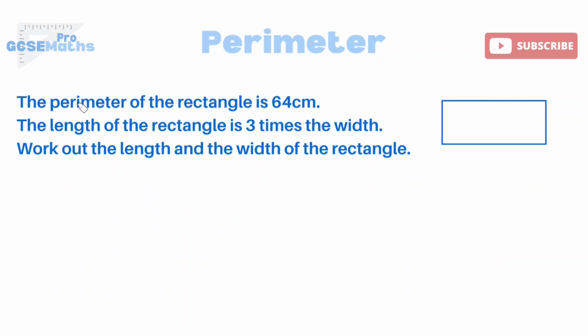Okay, again, we're getting a little bit harder again. So the perimeter of the rectangle is 64 centimeters. The length of the rectangle is 3 times the width. Work out the length and the width. So we've not even been given any information in terms of actual numbers here of the length or the width. I can create the same equation I had before, perimeter equals, and then how I would work out the perimeter.